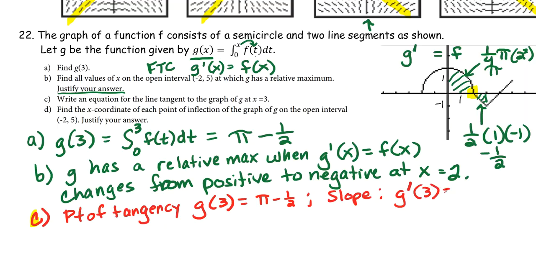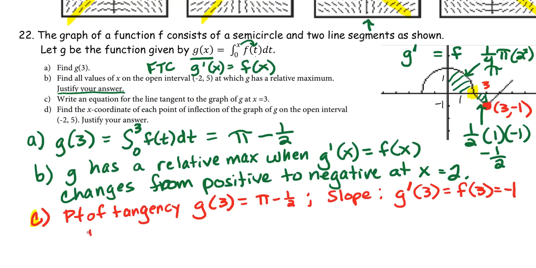And by the fundamental theorem, we just decided that g prime is the same as the graph of f. So f of 3. So we simply need to read this point here. At 3, we have a y-coordinate of -1. So that y-coordinate on f is the same as our g prime value.